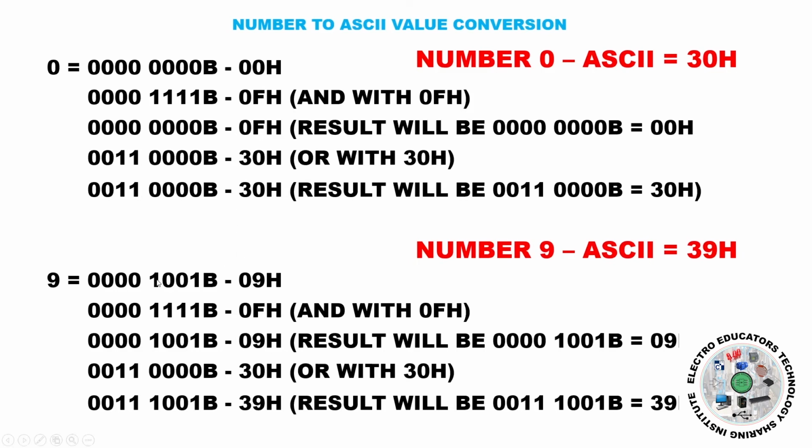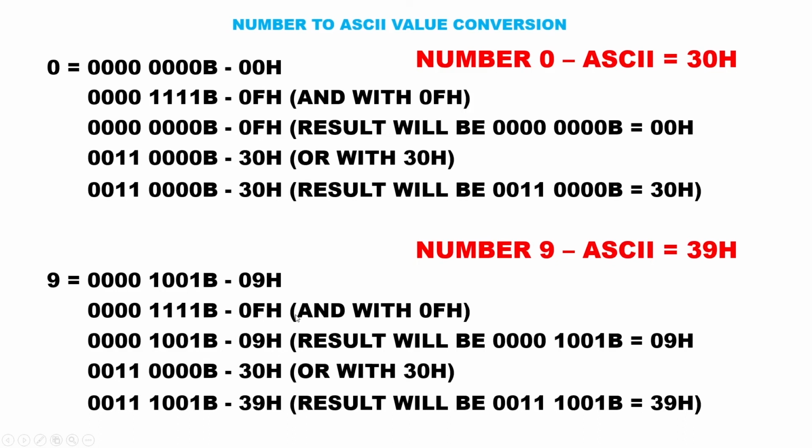Similarly, if we have the number 09, first we'll perform the AND operation to mask the higher nibble, then we'll perform the OR operation with 30H to make the higher nibble 3. So we'll have the result 39, which is the equivalent ASCII hex value for 9. So we'll use this procedure to convert a number from 0 to 9 to its equivalent ASCII hex value.